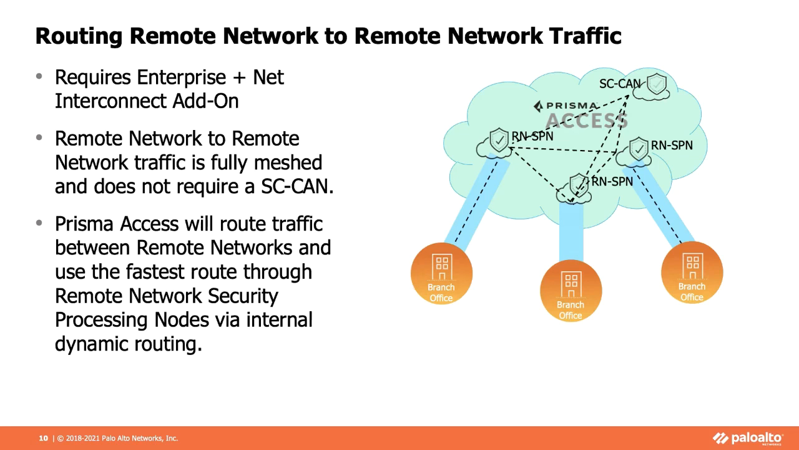So when traffic is sent through Prisma Access from one remote network to another remote network, our internal dynamic routing determines the best route and is going to forward the traffic to that destination remote network security processing node. And this has the full mesh design. It's designed to reduce latency between the remote networks and give you highly reliable availability of all the remote networks. Because remember, these SPNs are actually in high availability pairs.